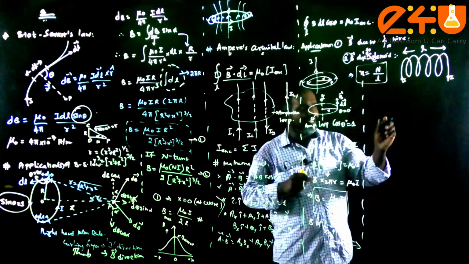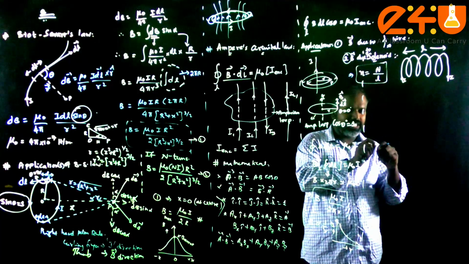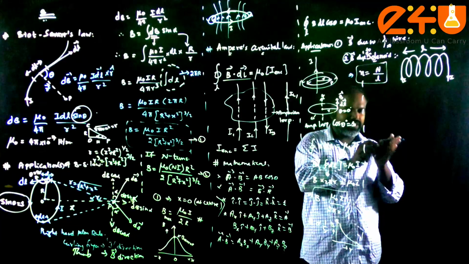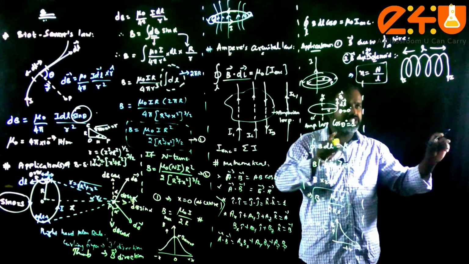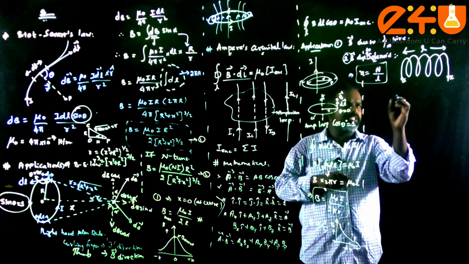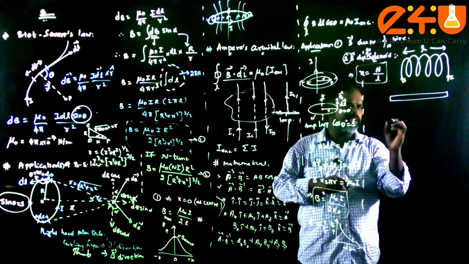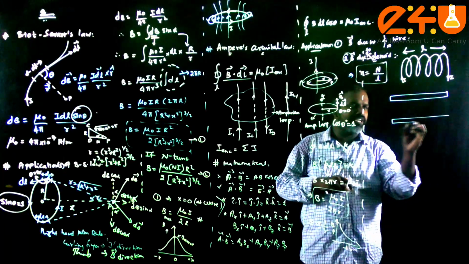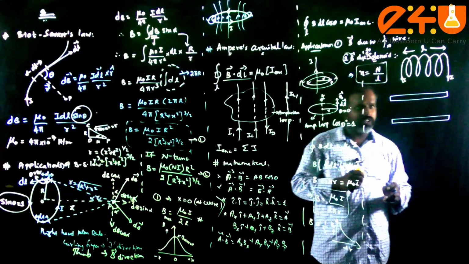So due to the closeness of the windings, we can say that the cross section of the solenoid is nothing but a thin sheet. So you just see that this is the cross-sectional view of the solenoid, which is treated as a thin sheet, due to the closeness of the windings.